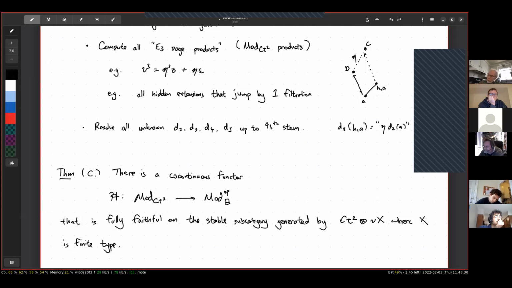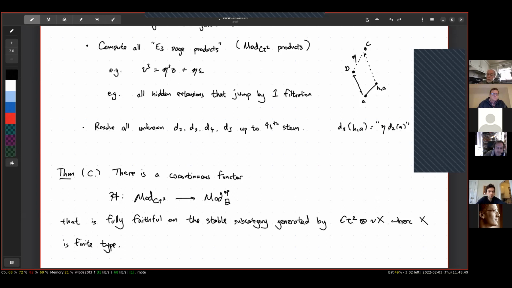Could you just remind me what co-continuous means here? Does it mean co-limits go to... Sorry, can you say that again? Co-continuous means that co-limits go to co-limits, which are homotopy limits in the opposite? Yes. Well, do you need to assume that X is bounded below? Finite type implies bounded below.